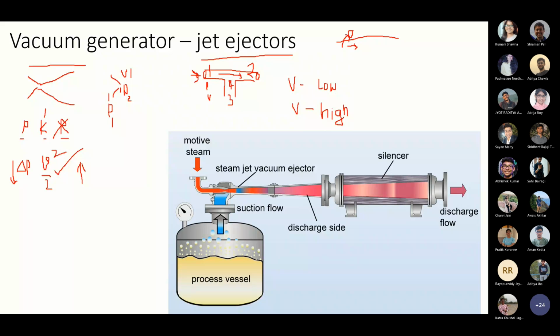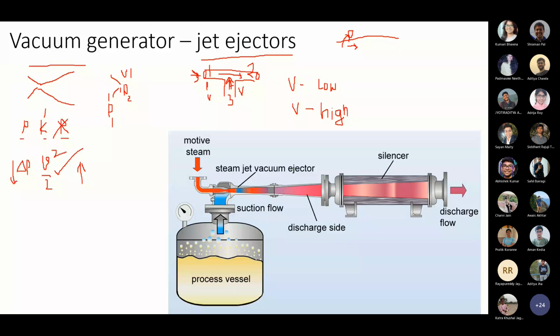Because when an object moves very fast in one direction, in this case water moves in this direction, position 1 to 2. Since there is an opening here and the fluid doesn't want to enter, what will happen here? Here, because of the low pressure, it creates a vacuum.